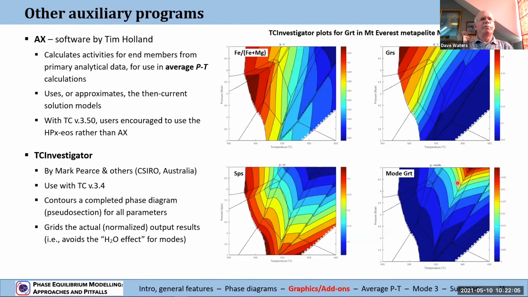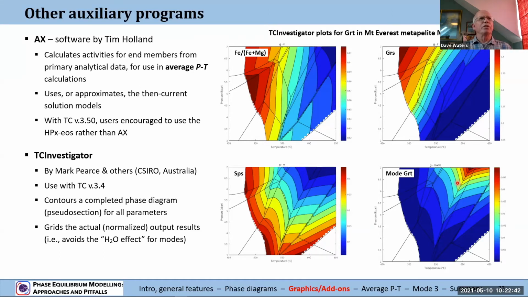A couple of other auxiliary programs. The program AX by Tim Holland. Again, A for activity, X for composition. This was a way of calculating activities for end members from primary analytical data for use in average PT calculations, and it uses or approximates the then-current solution models at the time that the AX program was released. And there are releases that go through until the beginning of dataset 6.2.